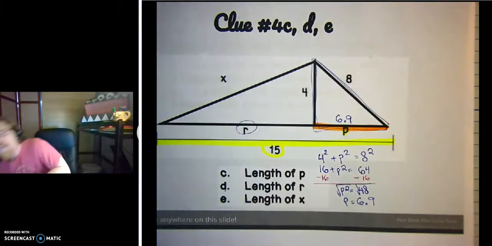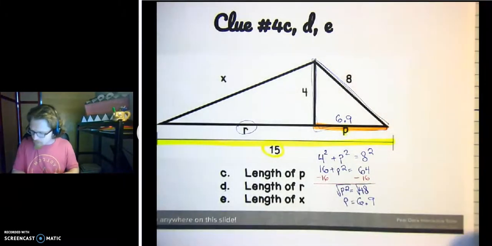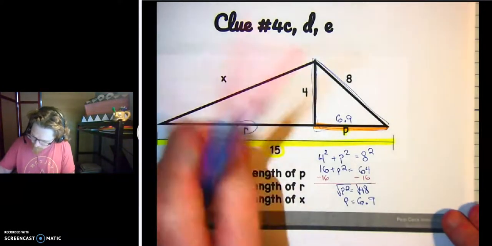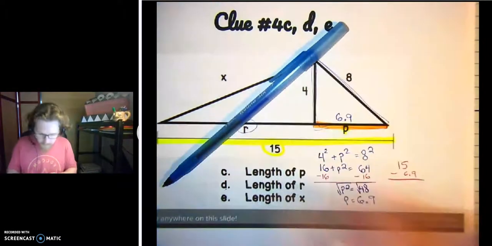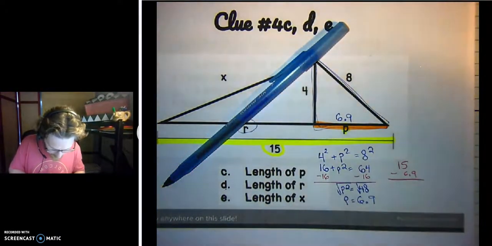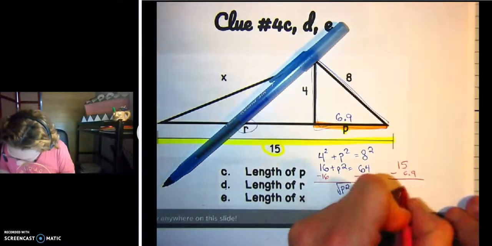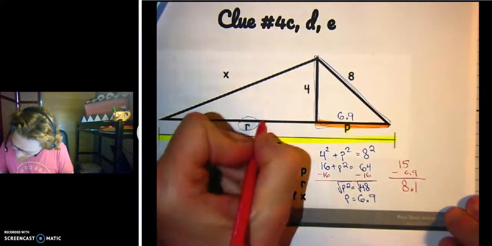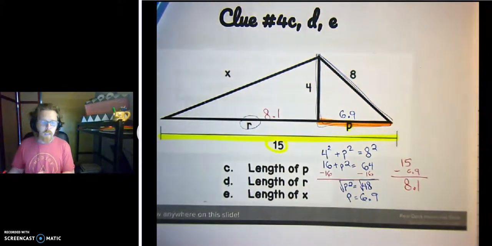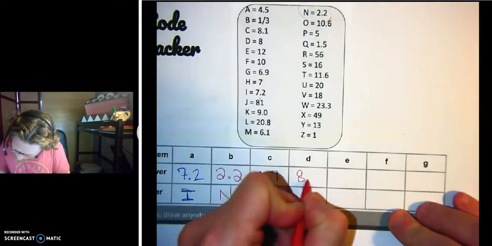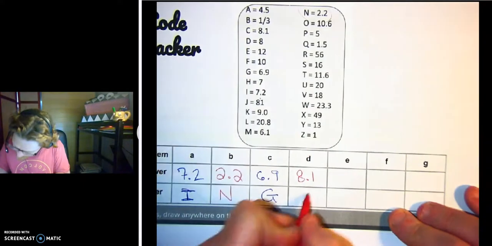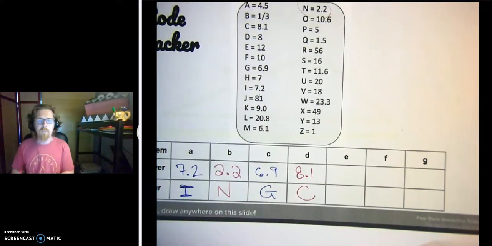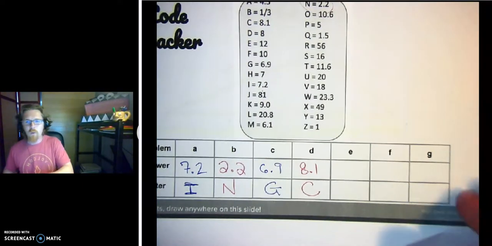And so we can actually just use subtraction, and so R is going to be whatever 15 take away 6.9 is equal to. 15 take away 6.9 is 8.1. So R must be 8.1. So go to my code cracker, D, 8.1, and let's see if I can find that answer. Ooh, the letter C is 8.1. So we're almost there. We got 3 more to do.